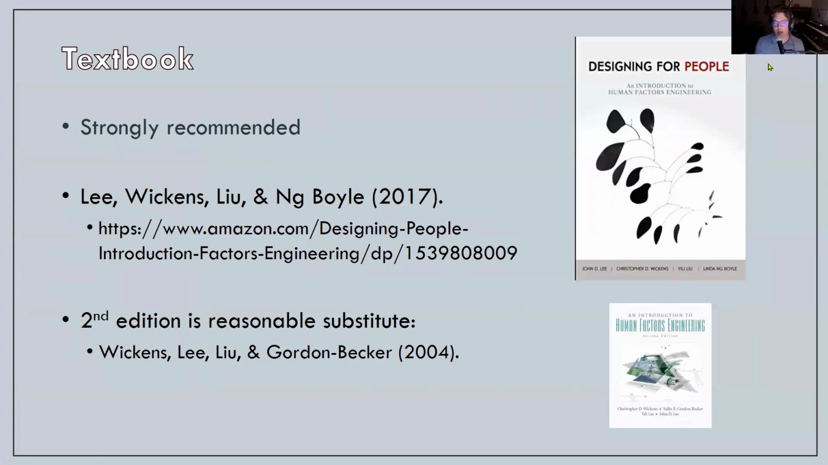Now, at this point, I would say probably the older second edition is the book that I got as an undergraduate student in my first human factors class. And the author, John D. Lee, was the professor who taught that class. You'll notice John D. Lee is the lead author, and he's also a name that's going to come up if you're in this field.